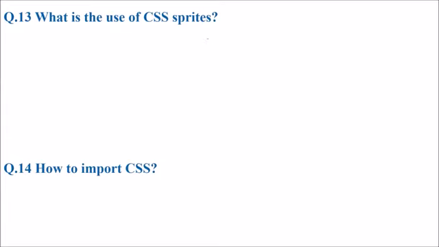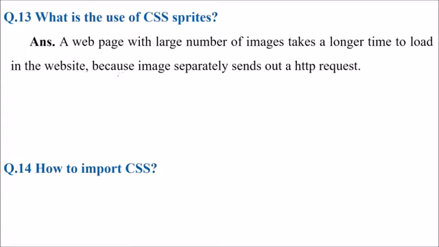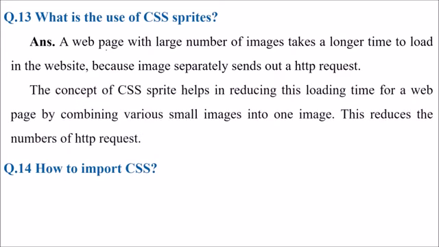What is the use of CSS sprites? See, a web page with a large number of images would take longer to load, because each image separately sends out an HTTP request. You see the tag is like this. So you give a source like this, a link. So the concept of CSS sprites helps in reducing the loading time for a web page by combining very small images into one image, and this reduces the number of HTTP requests.